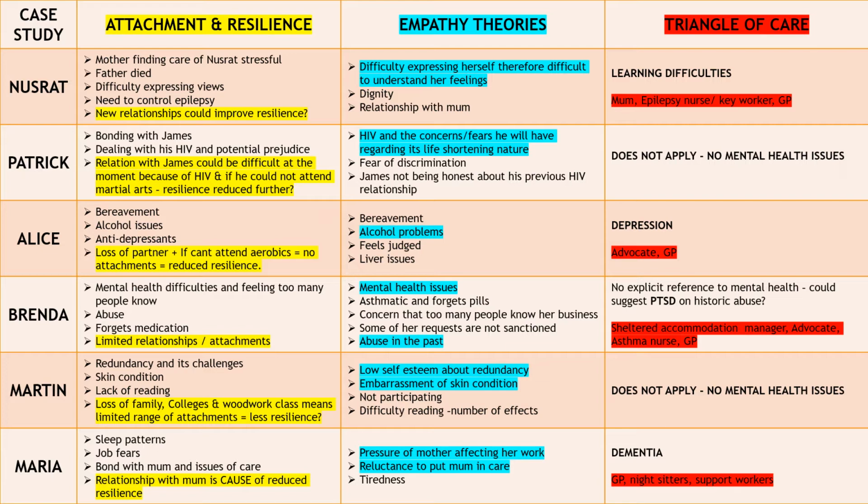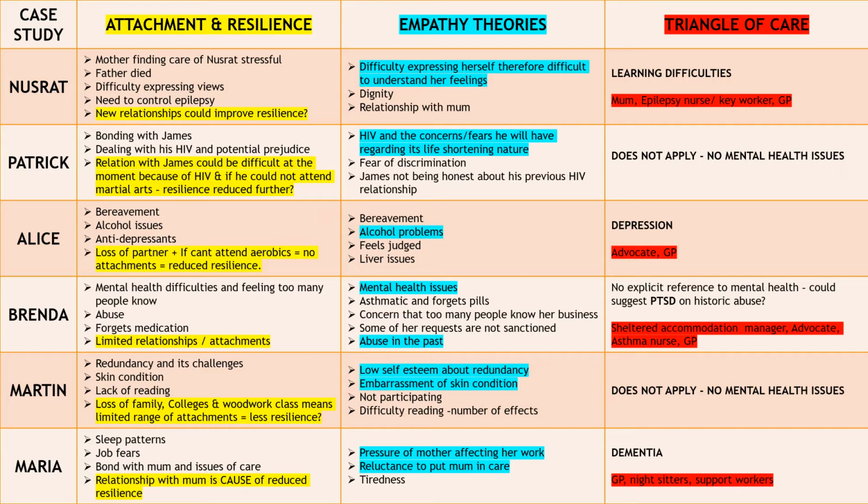And I think it's quite interesting if you look at cases like Nusrat, who has a good relationship with her mum, so would have some resilience, but we could look at the idea that the limited friends that she can interact with could reduce her resilience. If she could form new relationships with a boyfriend or with other friends, that could help her resilience.